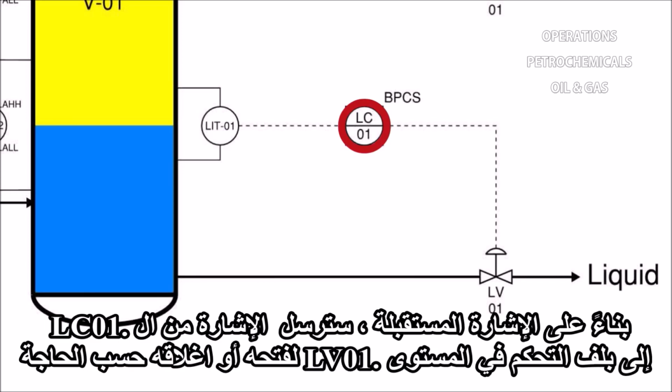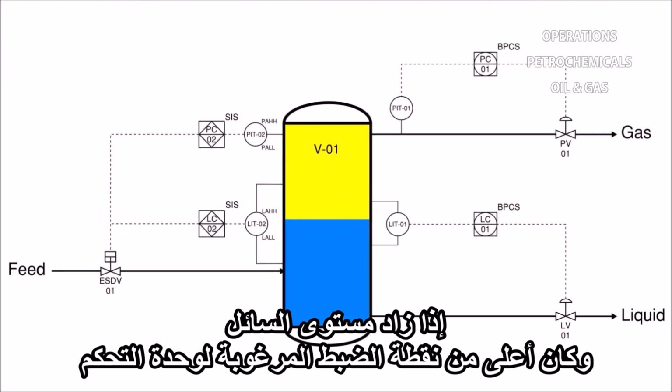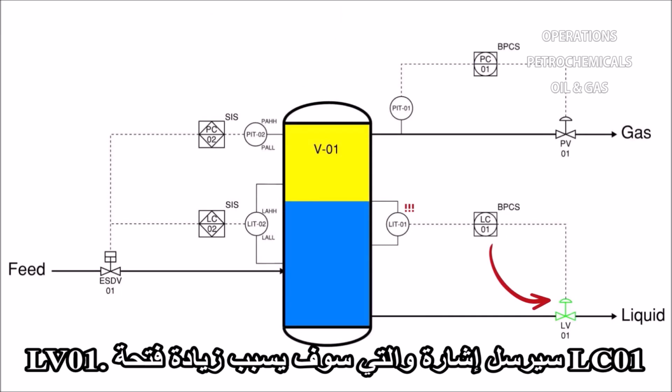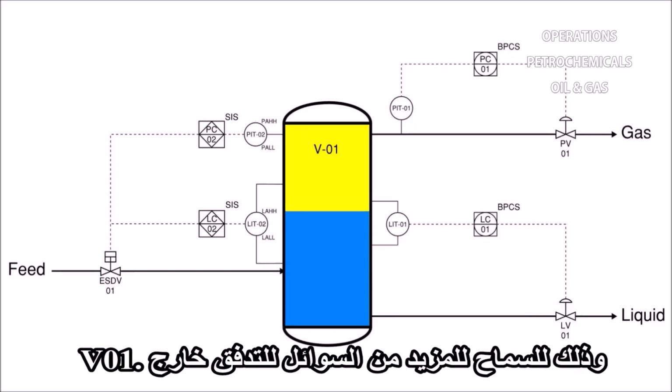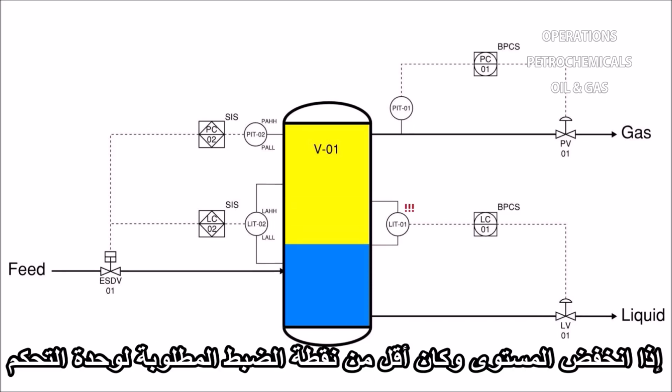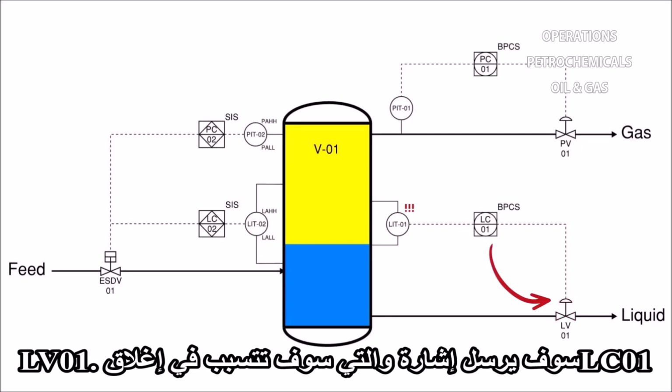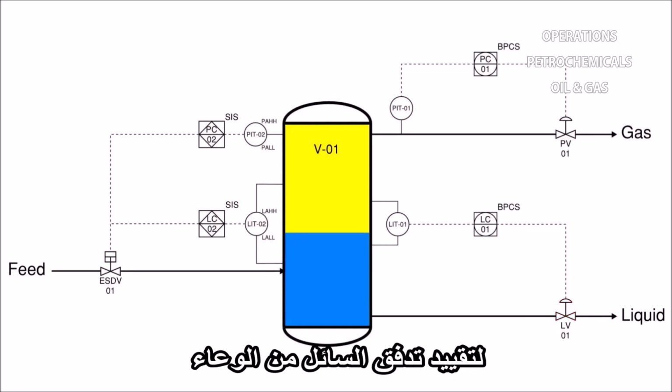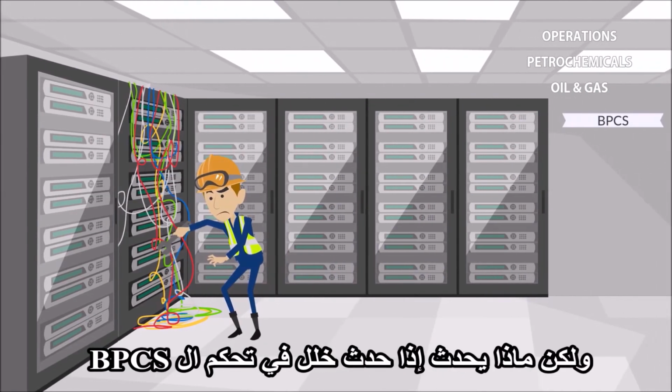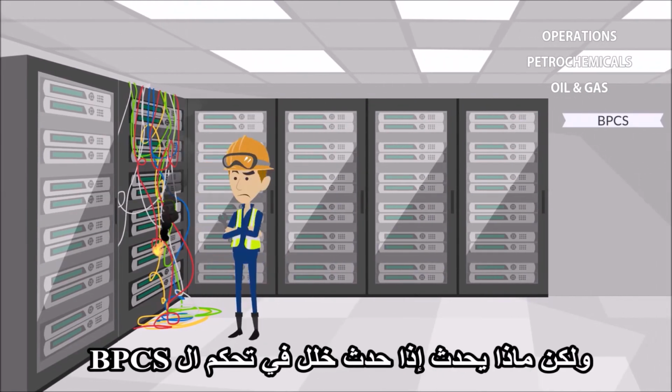Based on the signal received, LC1 will send a signal to the level control valve, LV1, to open or close as needed. If the level increases and is higher than the desired set point of the controller, then LC1 will send a signal which will cause LV1 to open more, allowing more liquid to flow out of V1. If the level decreases and is lower than the desired set point of the controller, then LC1 will send a signal which will cause LV1 to close more to restrict liquid flow out of the vessel. But what happens if the BPCS controls malfunction?